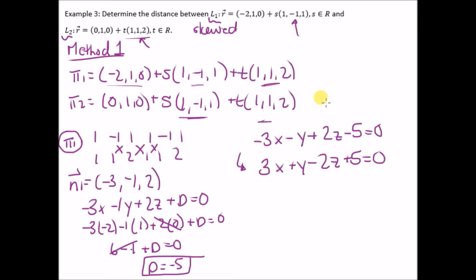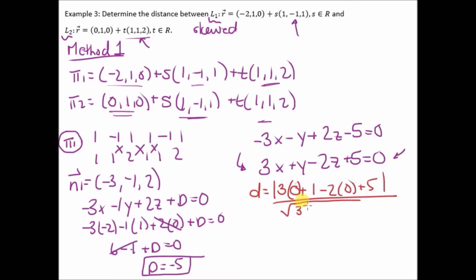Now from here, we do the exact same thing as we did in the previous questions, okay? We have a Cartesian equation of one plane. We have a point on the other plane. Let's go ahead and just simply sub these in, okay? Let's switch colors. So distance equals, I'm going to sub them straight in. So 3 times 0 plus, and we're using 0, 1, 0, a point on the other plane, plus 1 minus 2(0) plus 5. And that's all going to be over the square root of 3 squared plus 1 squared plus negative 2 squared.